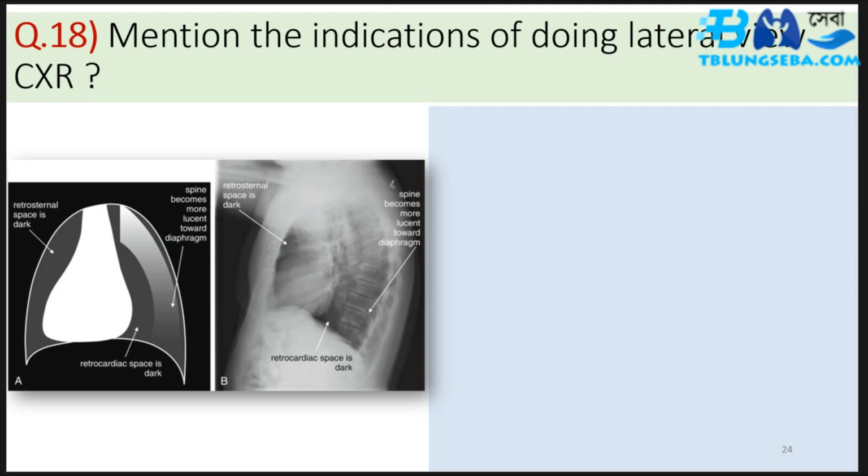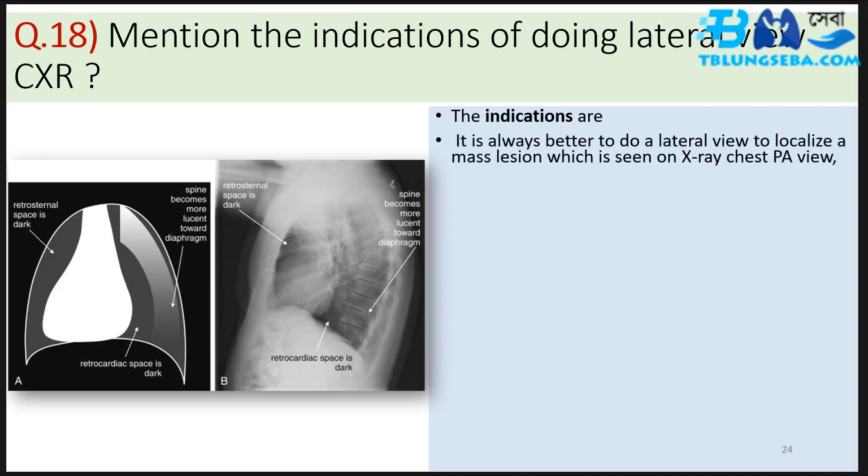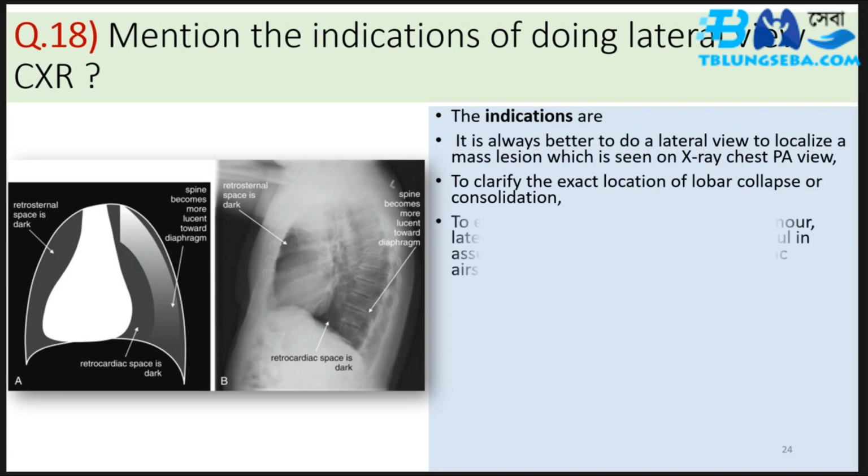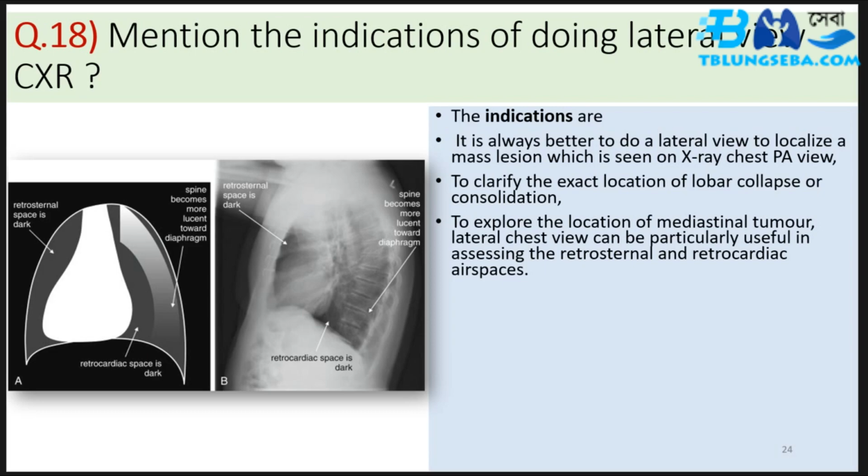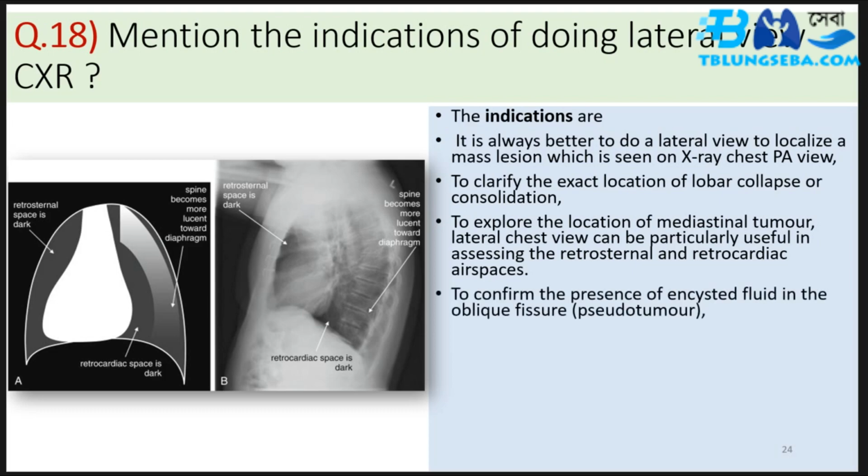Q.18, mention the indications of doing lateral view CXR? The indications are: it is always better to do a lateral view to localize a mass lesion which is seen on X-ray chest PA view. To clarify the exact location of lobar collapse or consolidation. To explore the location of mediastinal tumor, lateral chest view can be particularly useful in assessing the retrosternal and retrocardiac air spaces. To confirm the presence of encysted fluid in the oblique fissure, pseudotumor.